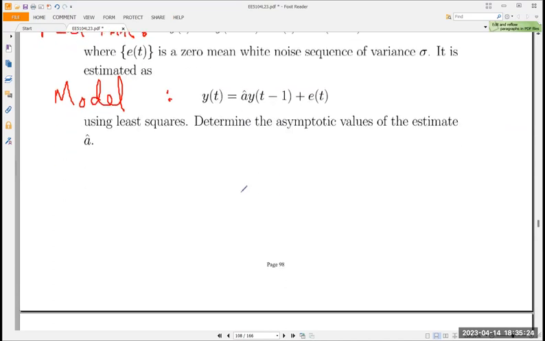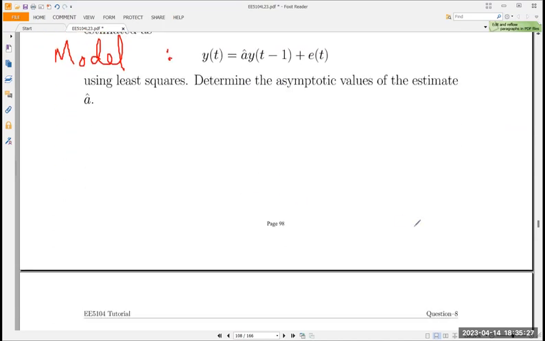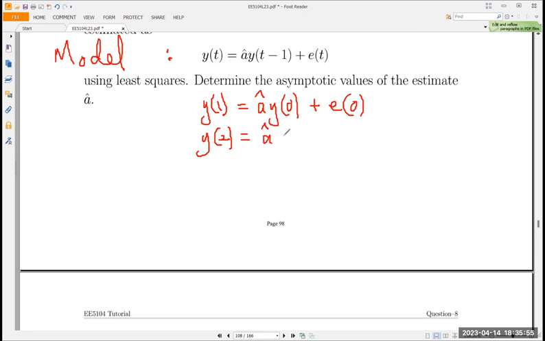if you write down your maths, the model like that, then you will start to do least square. So you will do, let's say, y1 equals a hat y0 plus e0. You will write that. And y2 equals a hat y1 plus e1, and dot dot dot.